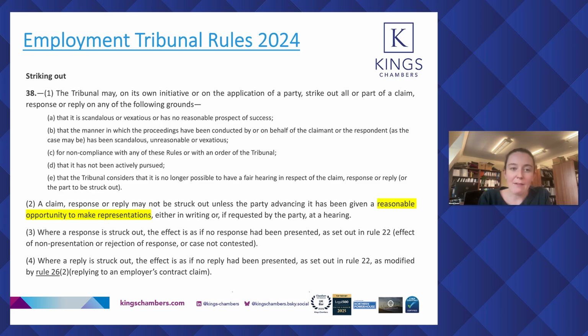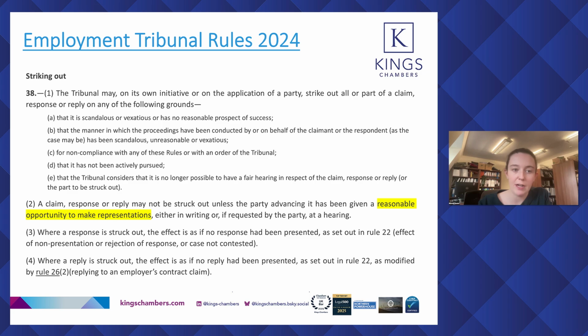There are 5 grounds on which a tribunal can, on its own initiative or the application of a party, strike out all or part of a claim, response, or reply. And those 5 grounds we'll go through in more detail as this webinar progresses. But really, with respect to Rule 38, the rule I'd particularly like to draw your attention to is 38.2, about a party having a reasonable opportunity to make representations in response to that strikeout application, because that's something we've seen a lot of recent activity from the EAT about.